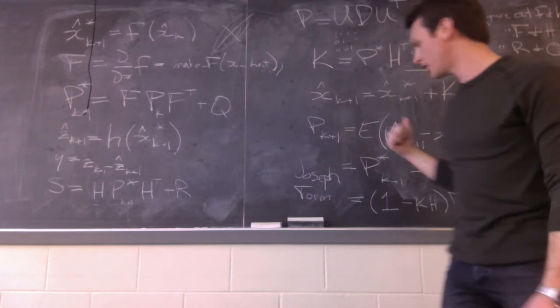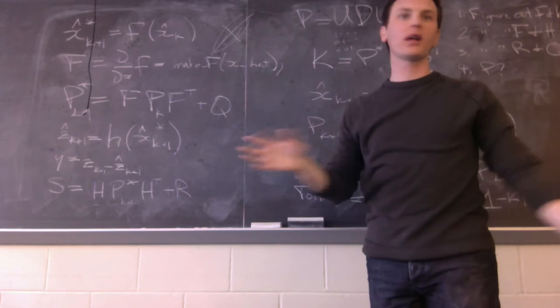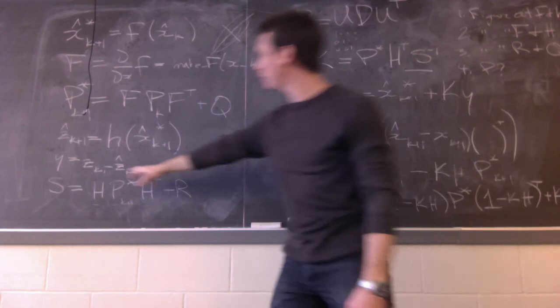You want to say, okay, cool, this is great. That's what my Kalman gain should be. I'm just going to multiply that by half. You know, I don't want to go as far as the Kalman gain tells me I should go from this to this. So I just want to multiply that by half. Okay?